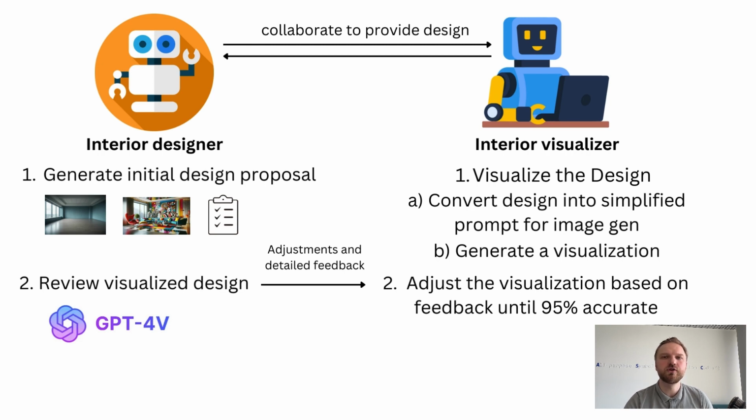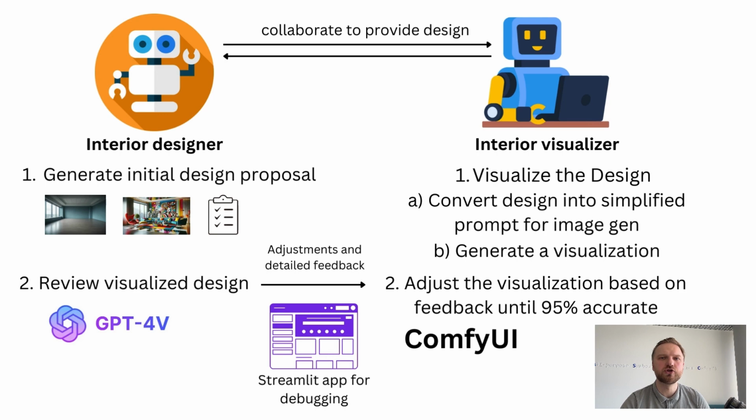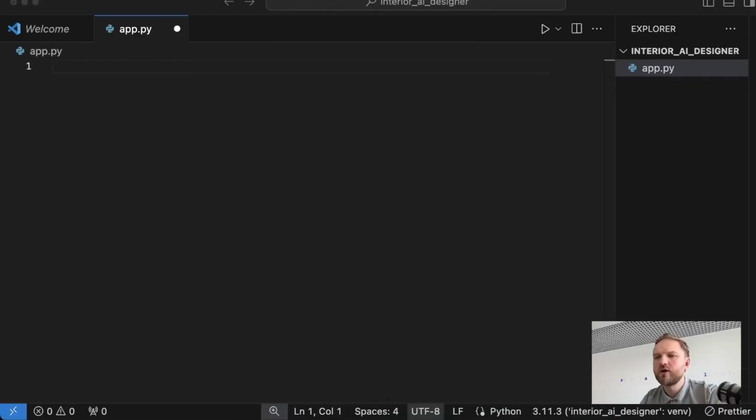For our image generation workflow, we will utilize open source stable diffusion models, as well as the ComfyUI interface to create our generation workflow. At the end, we will create a simple Streamlit application for debugging purposes. That being said, let's move into the code and get our hands dirty. Okay, so we are inside our Visual Studio Code. Our empty interior designer solution is open. The Autogen library is installed in our virtual environment, so let's start creating our agents.